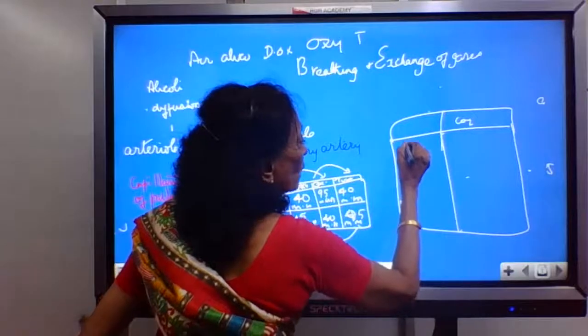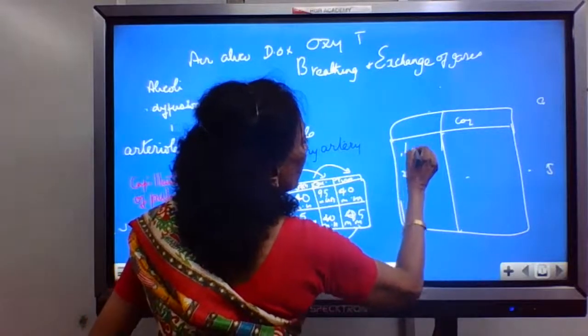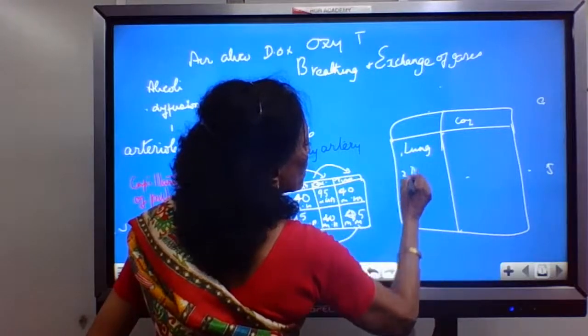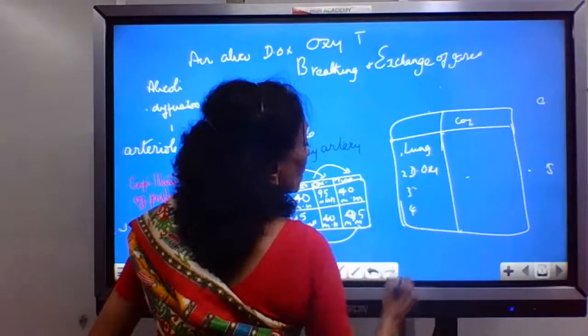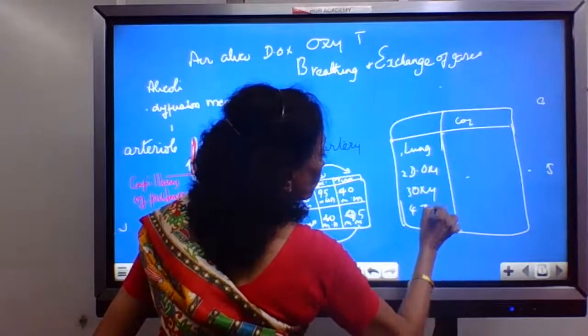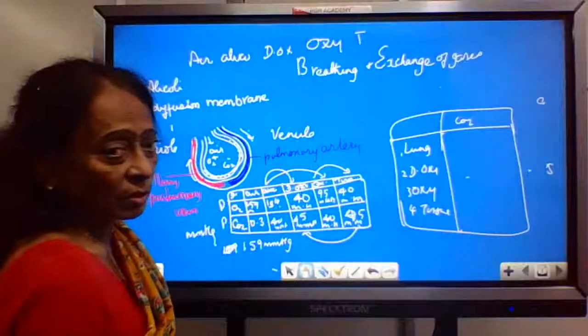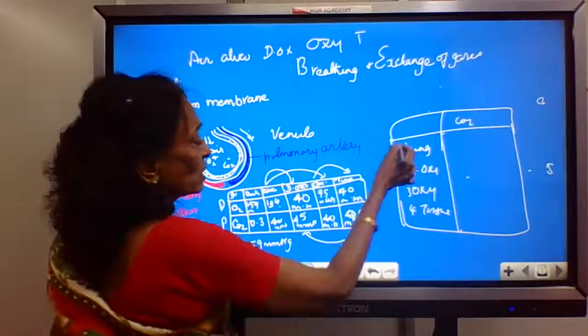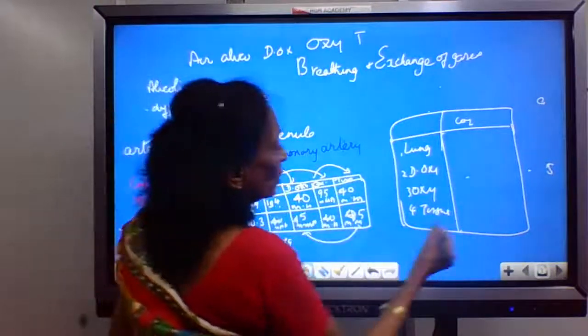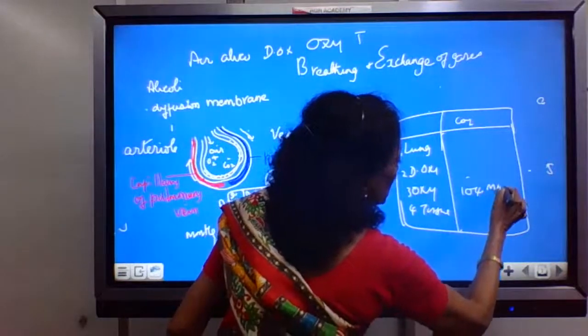That is alveoli or lungs. They can give you lung or alveoli, deoxygenated blood, and I'll come back again, oxygenated blood, tissue. And these values they will mix up. Now what should come? If it is oxygen in the lung, it should be 104. So I can write 104 here. 104 mmHg. This is very simple.